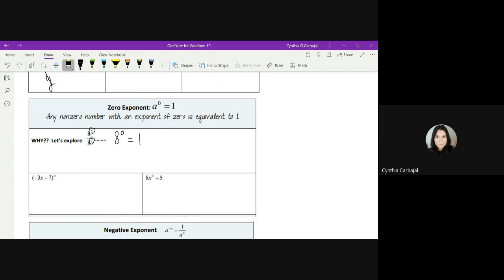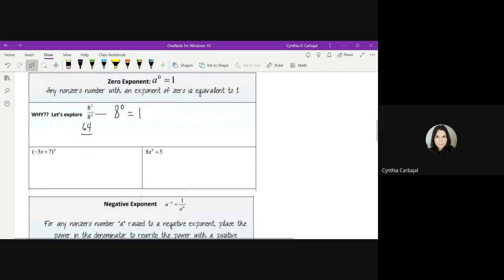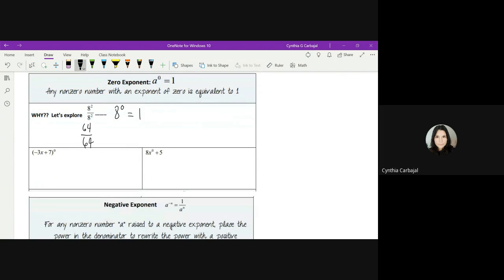But why? Well, if you have 8 squared, that's 64, divided by 8 squared, that's 64. Well, what's 64 divided by 64? 1. That's why anything raised to the 0 power is always 1.